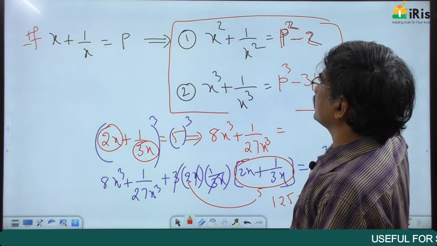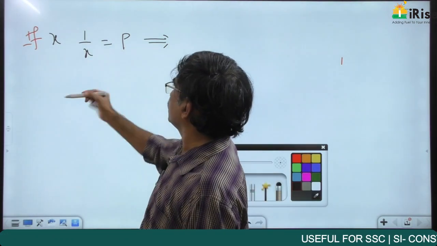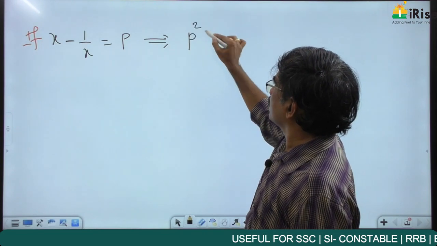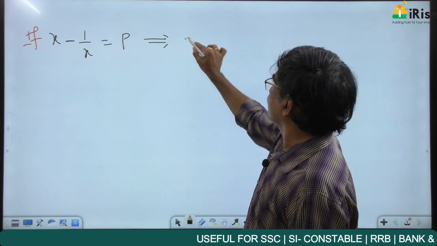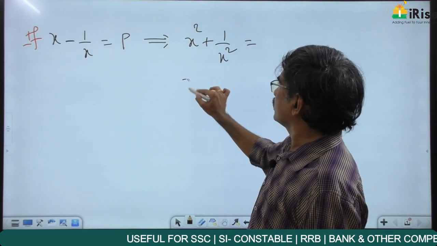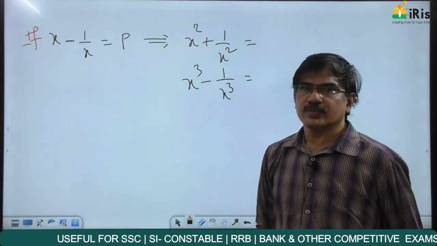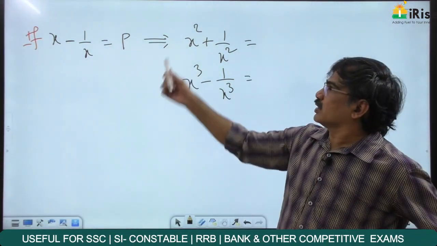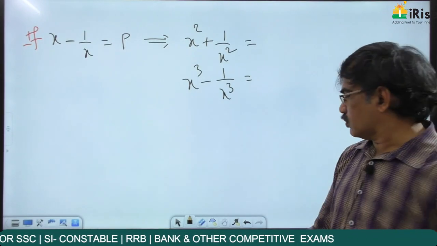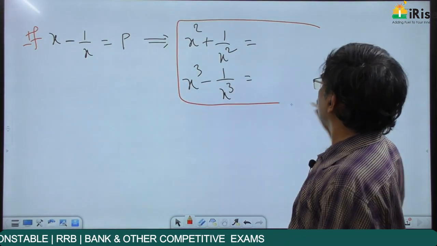Similarly, if x minus 1 by x is equal to p given, if x minus 1 by x is p, then what is x square plus 1 by x square? What is x cube minus 1 by x cube? If x minus 1 by x is p given, what is x square plus 1 by x square? What is x cube minus 1 by x cube?